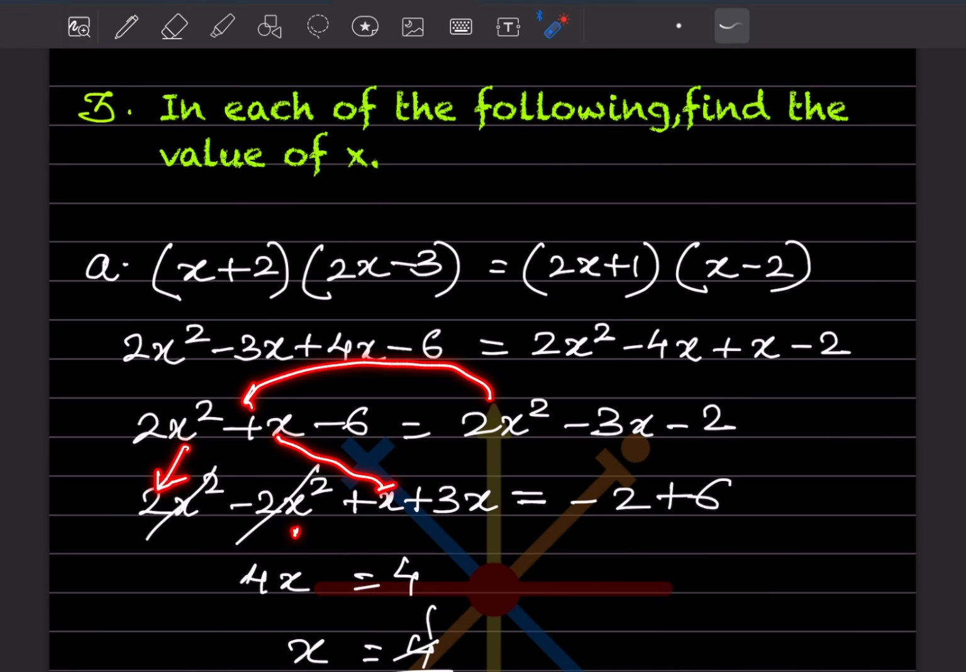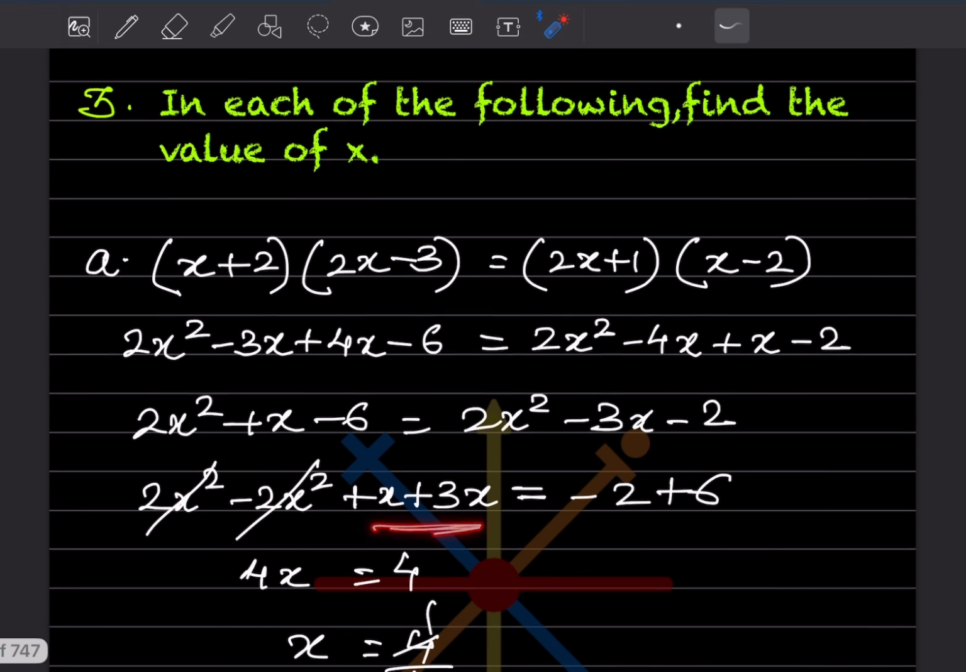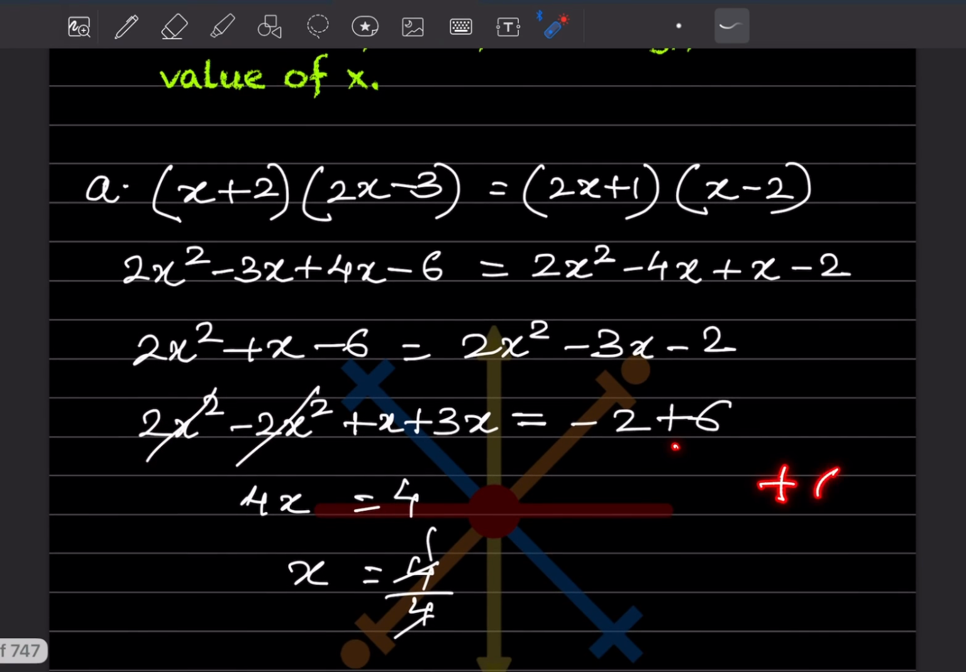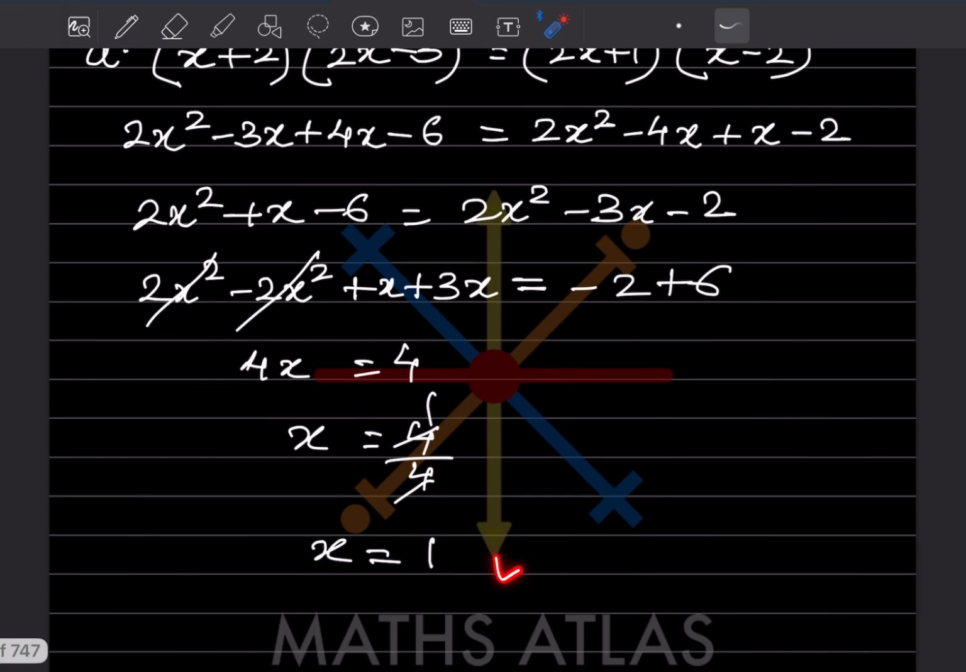This plus x as it is, this will go here, that is going to be plus 3x, and this will be minus 2, and minus 6 is going to go on this side, that is going to be plus 6. So this and this get cancelled, plus 2x square minus 2x square. This is going to be 4x, that will be plus 6 minus 2, that will be 4. So 4x will be 4, this will get divided by 4, so x is going to be 1.